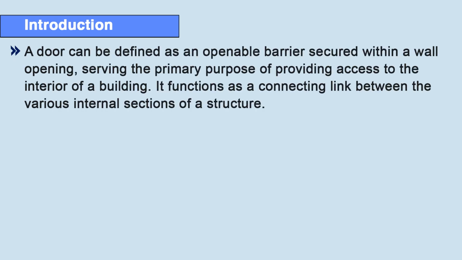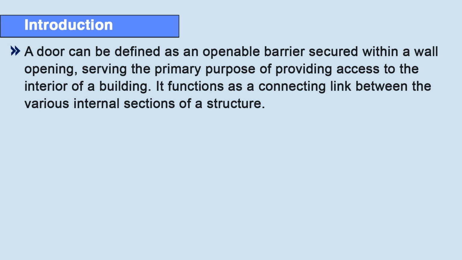In this lecture, we will focus on doors and windows with the following key points: introduction, location of doors and windows, definition of technical terms, size of doors, type of door frames. Introduction. A door can be defined as an openable barrier secured within a wall opening serving the primary purpose of providing access to the interior of a building.